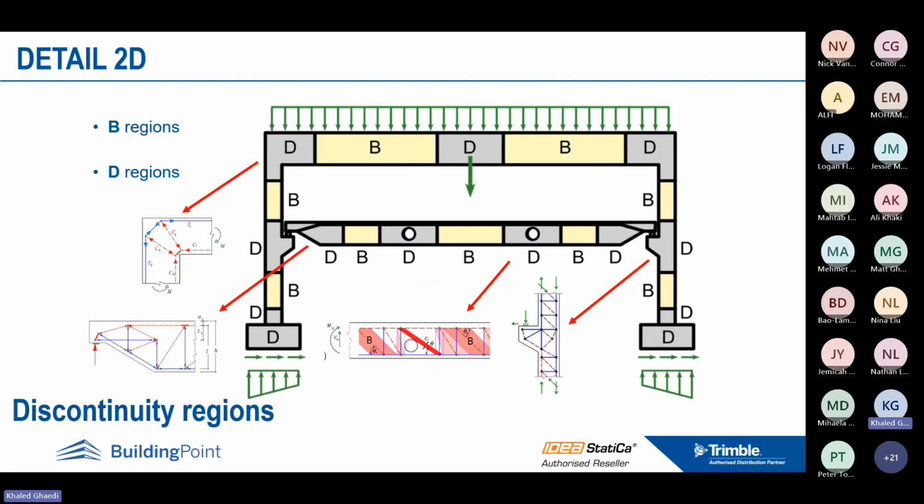But using detailed 2D, you can simply take advantage of the cutting edge technology that we have inside detailed 2D, and you can design the disturbed or discontinuity regions. As you can see here, for example, you have a beam with an opening, or you have a concentration of forces at a specific region of the member, or you have a corbel. This kind of region we call a disturbed region, and usually it is always, let's say, a headache to design these regions.